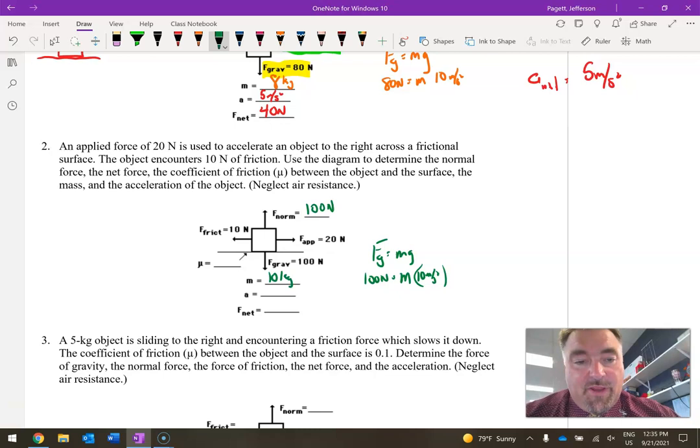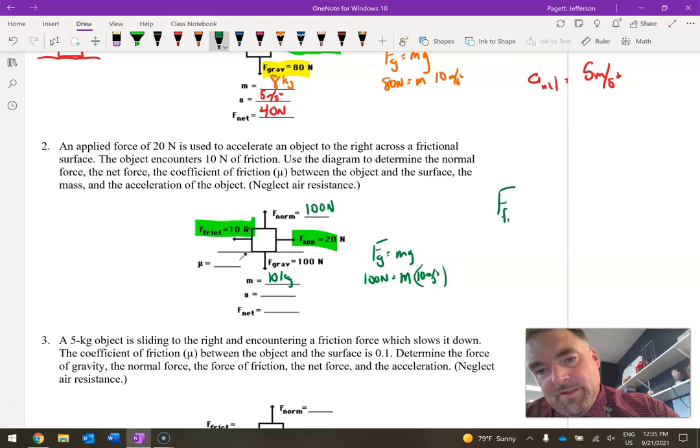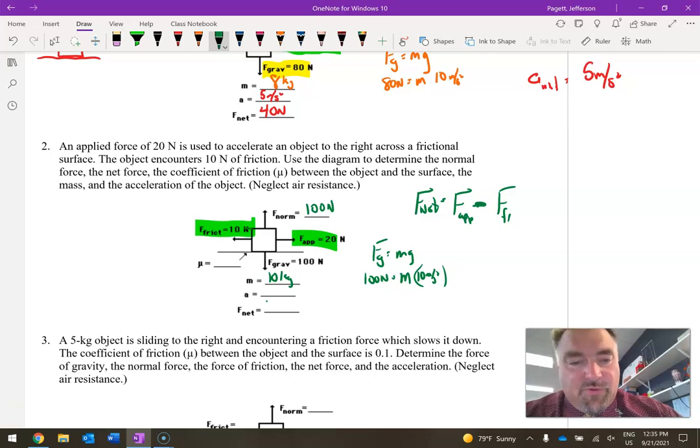Now, I can also find my net force, because once again, I know the force of friction and my applied force. My force of friction is going to be 10 newtons, and my applied force is 20, and so my net force is going to equal the difference of those two. In this case, 20 minus 10, so my net force is going to equal 10 newtons. Again, I can find my net acceleration.